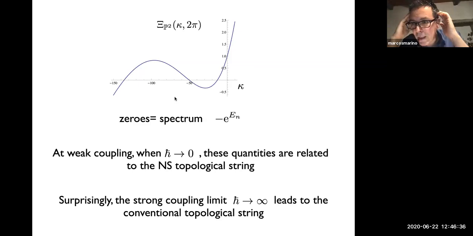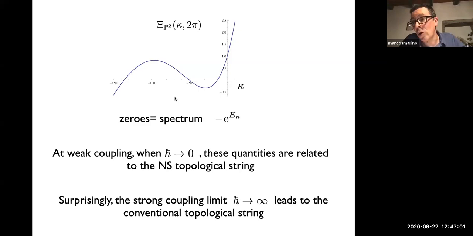Now, this problem, in principle, is completely similar to the one that Mariño, Miranda, Daniel Krefl, de Graaf and Bafa were studying. I mean, from the point of view of weak h bar coupling, all these quantities should be related to the NS topological string. In principle, you should be able to write all these quantities in a weak coupling expansion around h bar equals zero in terms of quantities related to the NS topological string by using this connection to WKB.